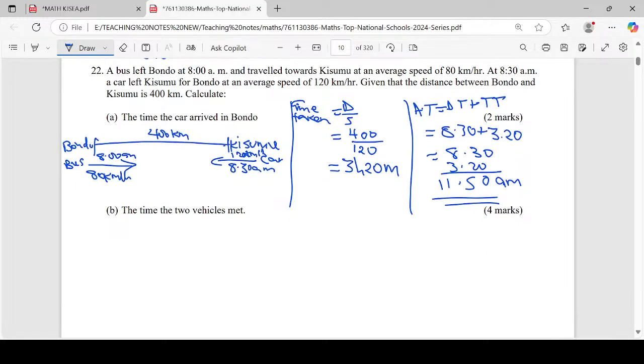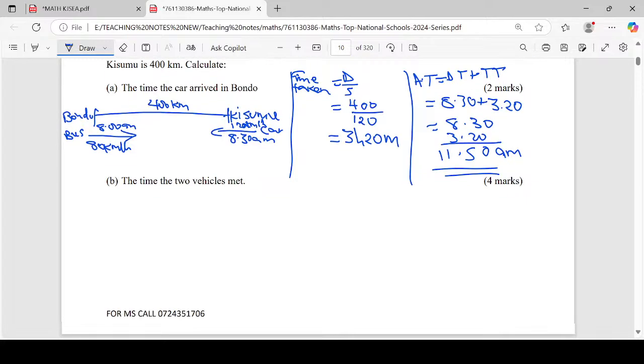Next, we are having the time the two vehicles met. So first of all, let's see. Because the bus began the journey earlier, let's first get the distance covered by the bus before the car began the journey at 8:30. So let's get the distance covered by the bus.